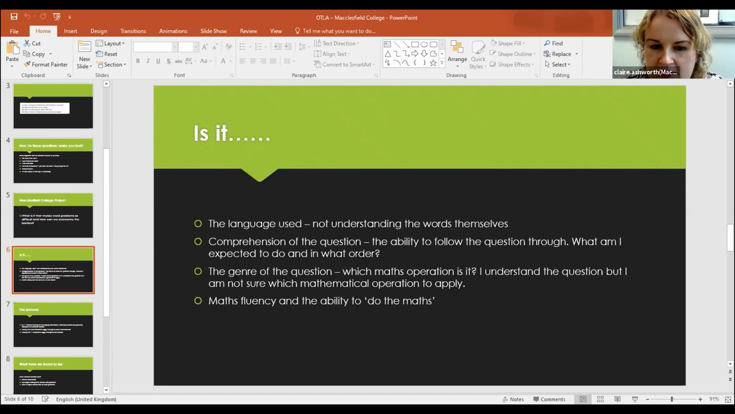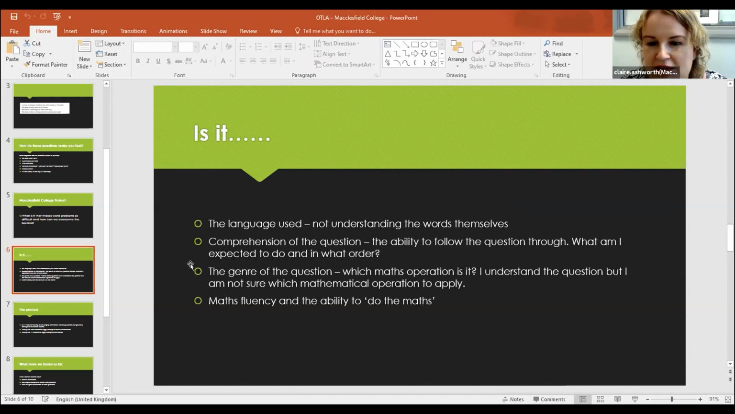Some of them don't understand the genre of the question. So they understand what the question's asking, but they don't know which mathematical operation to apply. So they know it's a percentage question, but they don't know how on earth they've got to apply it. Perhaps they've got to do some addition first, then apply a percentage to it, then take it off a total amount. And then some of them, it is just purely the maths fluency. They have no idea how to do percentages in the first place, for example.